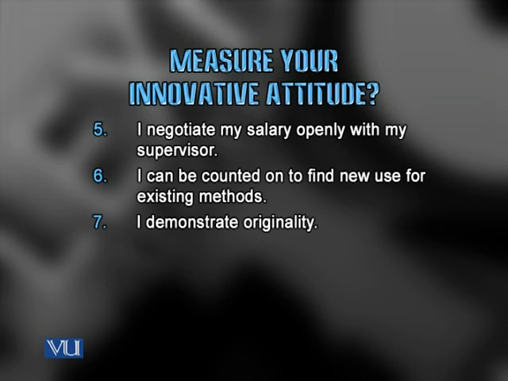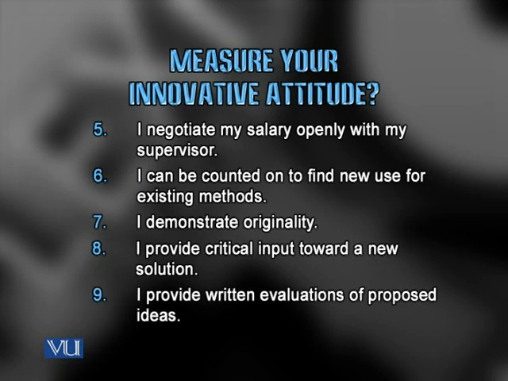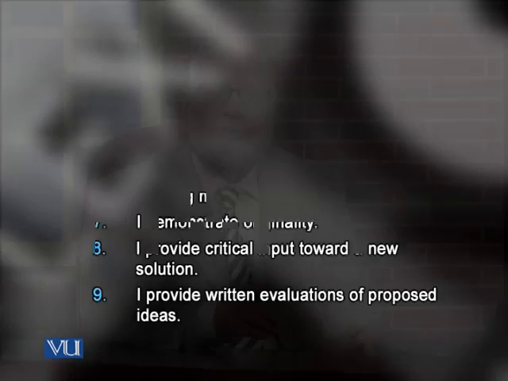Number 7, I demonstrate originality. हाँ, ये फला ने कहा, ये उसका आइडिया है. I demonstrate originality. मैं कॉपी नहीं हूं, मैं ओरिजिनल हूं. Number 8, are you ready, my dear students? Number 8, I provide critical input towards a new solution. Critical. I provide critical input. I'm harsh on the idea, not on the person. See, that's the difference. I provide critical input toward a new solution. Number 9, I provide written evaluations of proposed ideas. In other words, I don't shy away. I'm not withdrawn. If some new idea is proposed, I will give written evaluation.